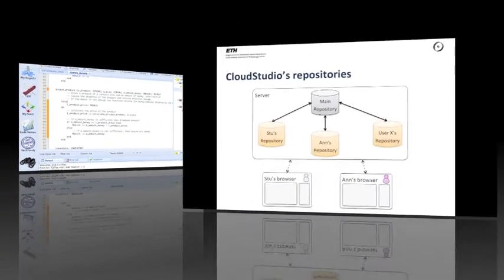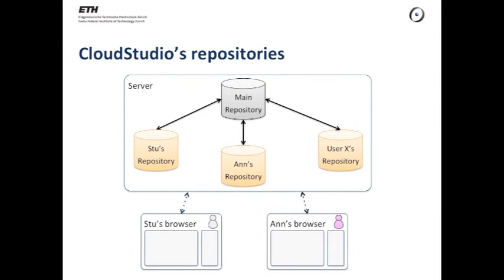Now let me give you an idea of the CloudStudio architecture. CloudStudio hosts the code of all developers on a server. A project consists of a main repository and individual user repositories. These are all regular Git repositories, and it's even possible to access them and clone them using a standard Git client. The awareness system is now built on top of this infrastructure, constantly monitoring the changes to individual repositories.